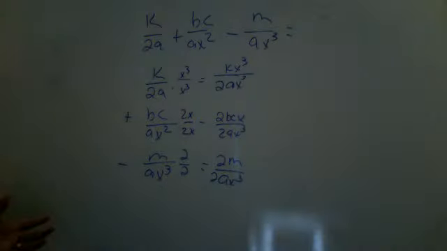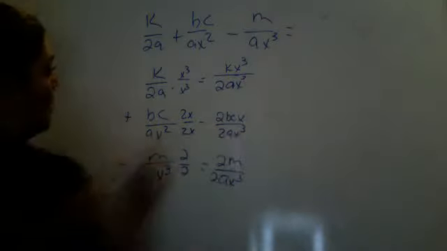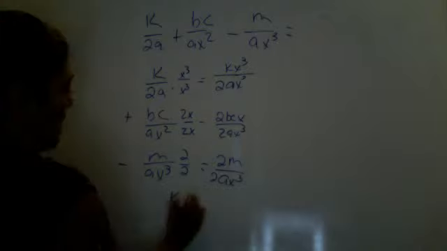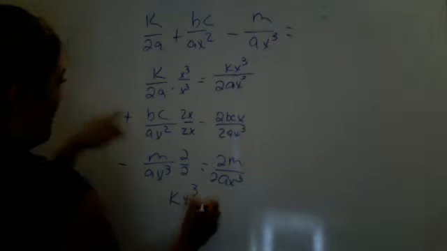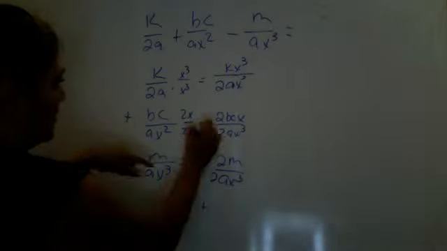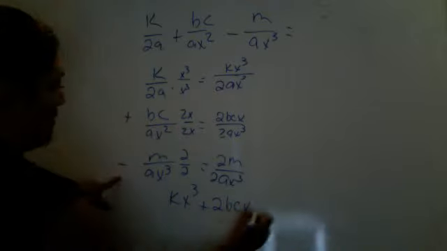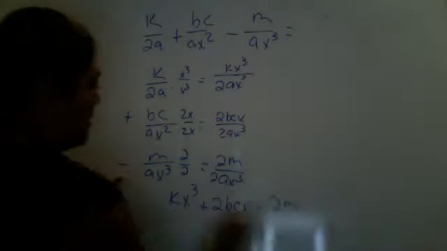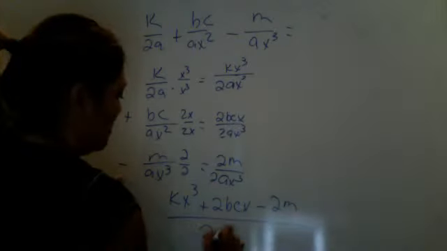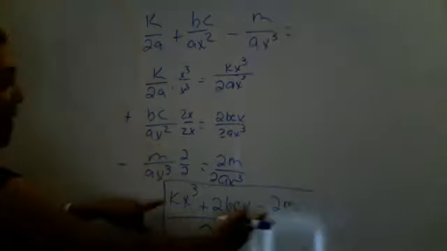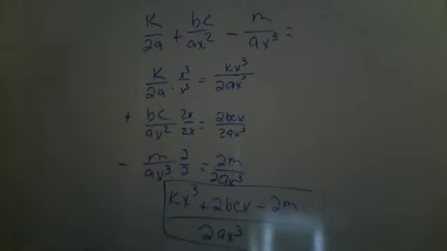Then we simply combine. You've got all the same common denominators, and you simply combine the numerators. So you've got kx cubed plus 2bcx, don't forget your signs, minus 2m, all over 2ax cubed. That's simply your answer. If you have like terms, you can combine them, but we don't have any like terms.